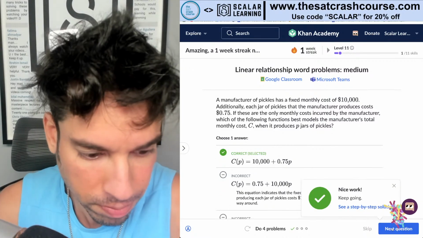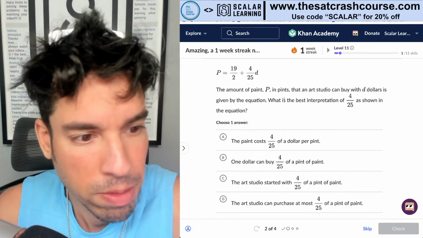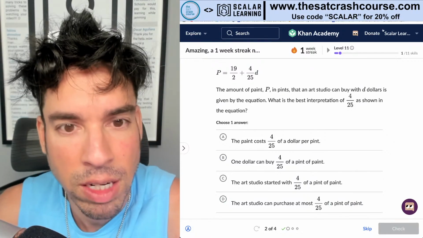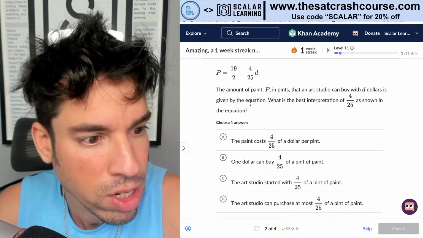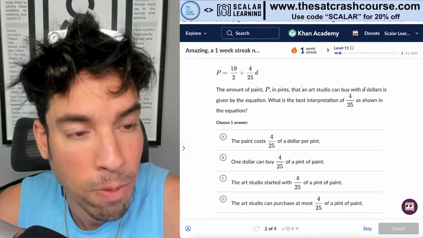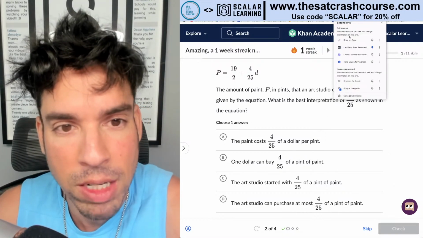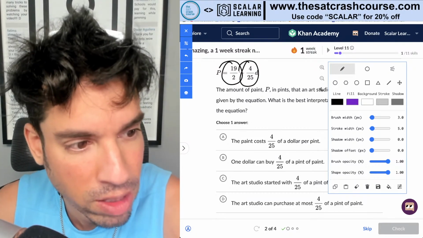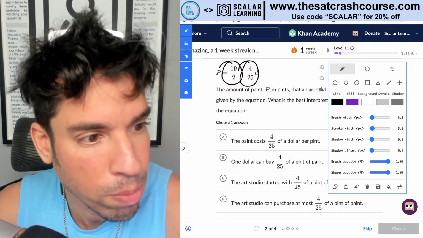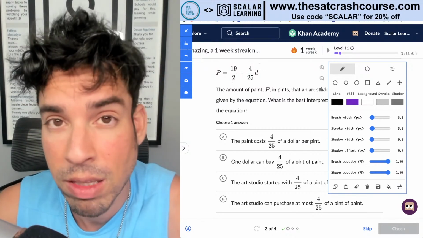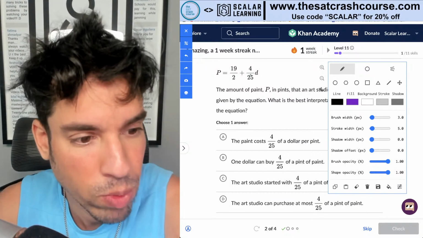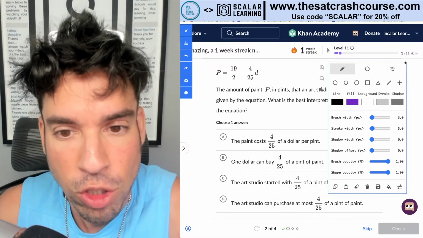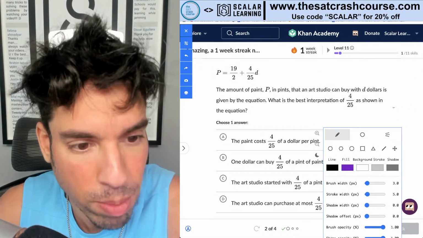That's it. Done. All right, the amount of paint P in pints that an art studio can buy with D dollars is given by the equation. What's the best interpretation? Now, linear equation, I want you to think immediately. There's only 2 pieces to a linear equation. The y-intercept, meaning the constant by itself, and the slope. How do I know it's the slope? Because it's multiplying the variable. So this is my slope, meaning this is my rate of change. And so I should be looking for language that represents that.